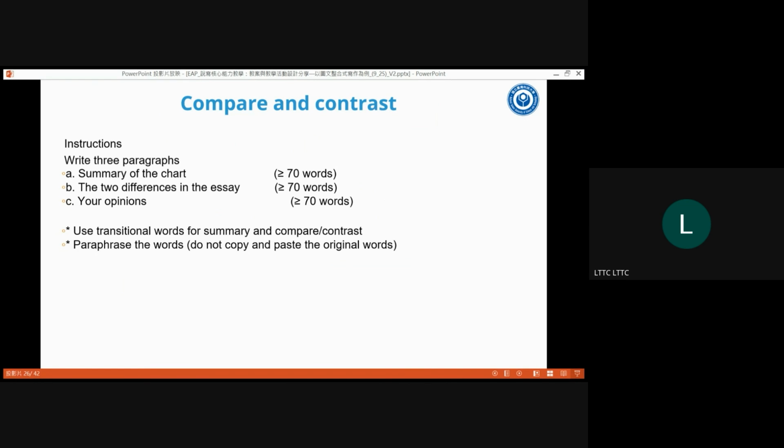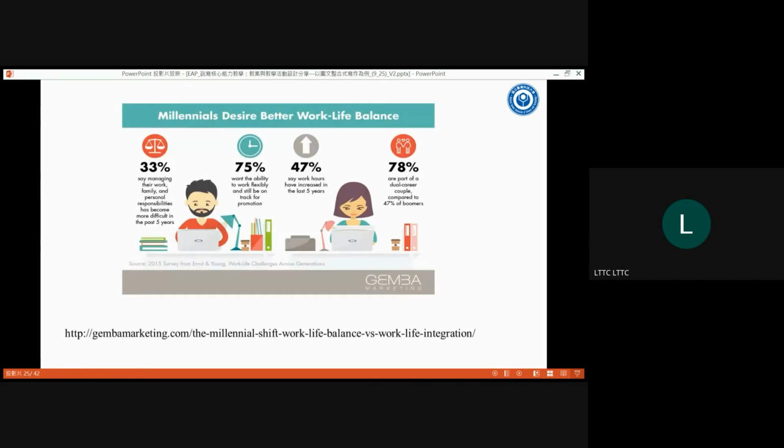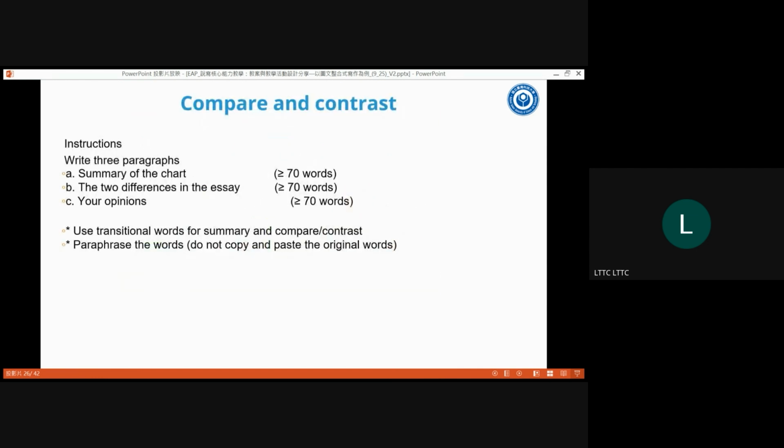So this time I will give them more detailed instructions. For example, they have to write 3 paragraphs. First, summarize the chart. So what does that mean? So that's the chart. There are 4 numbers, and what do they mean? So this is the first one, summarize the chart.